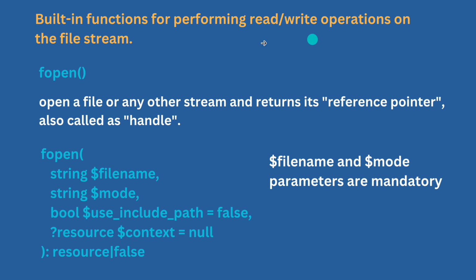See, there are some built-in functions for performing read and write operations on the file stream. First is fopen, you already know, right? It opens a file or any other stream and returns this reference pointer, also called a handle. These are the standard function parameters: fopen, string for the file name, then mode, which we will again discuss in a later slide. But here, mode means you want to read this file, write this file, or append this file. For read you will write R, for write you will write W, for append you will write A. So these are different modes.